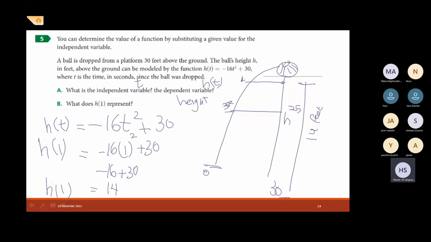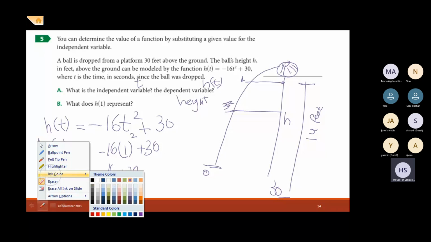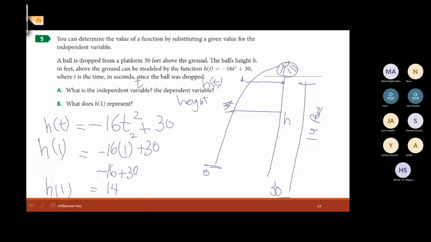So after 1 second, the height of the ball from the ground is 14 feet. Teacher, the t would be anything, for example, the t would be 1? Okay, that would be 1. They ask me to find h of 1. Okay? Now, what happened to the power of 2? 1 squared is 1. Yes.